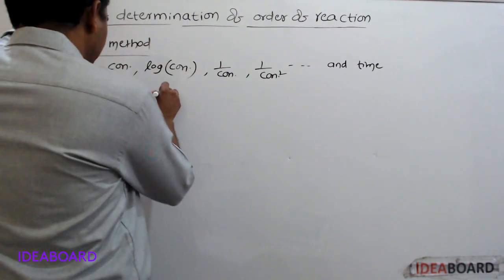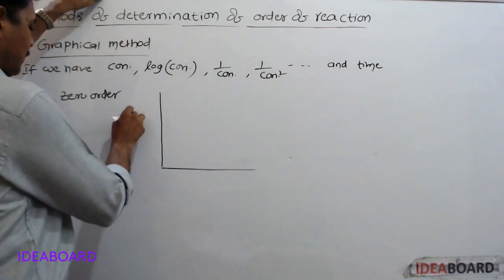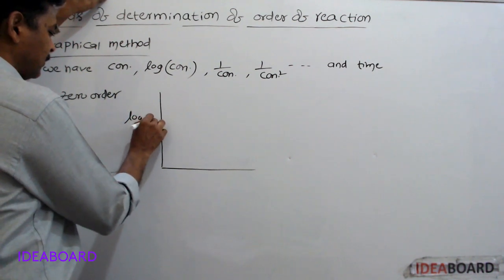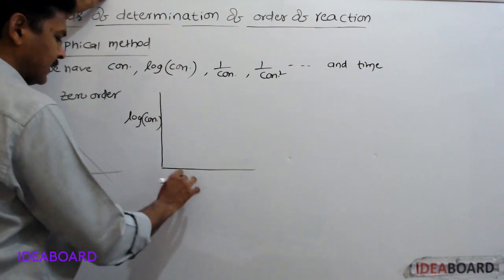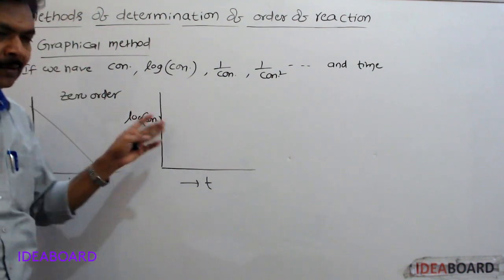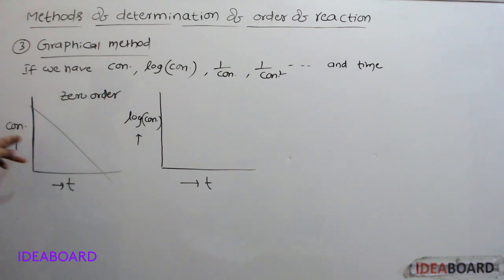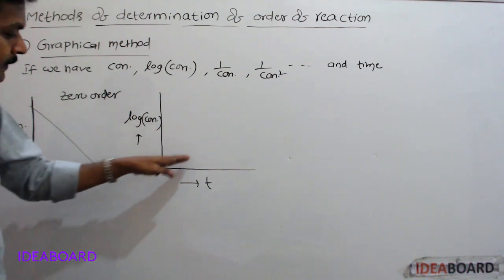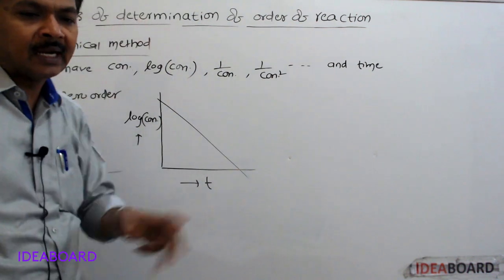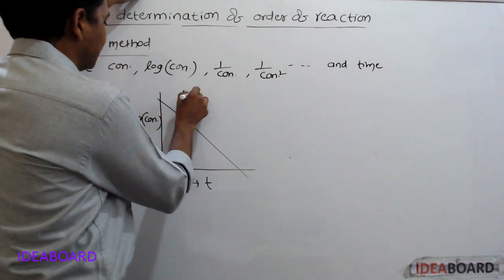If a graph is plotted between log of concentration and time, here also if we get a straight line with a negative slope, it indicates a first order reaction.